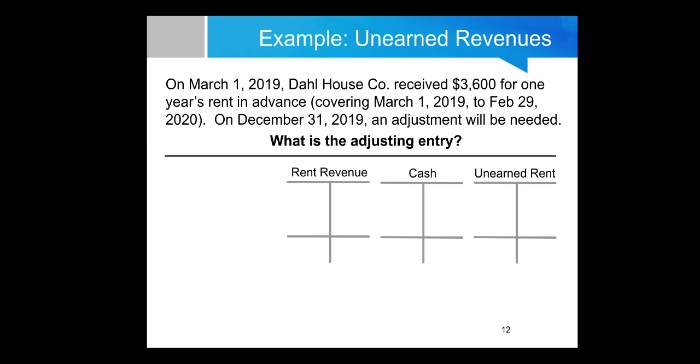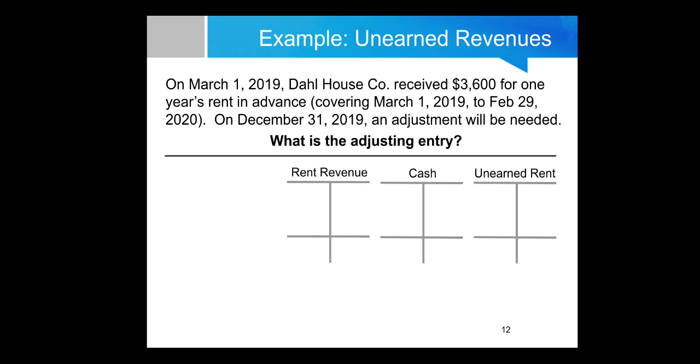So let's see the example for unearned revenue adjusted entries. On March 1st, 2019, a business received $3,600 for 1 year rent in advance, covering March 1st, 2019 to February 29, 2020. The business received cash of $3,600 from somebody. But on that day, the rental service had not been provided yet. After the business received the cash, the business provides the rental service. So that $3,600, we record in an account called unearned revenue. It is a liability. It shows that the business has to provide rental service to this client in the future, after the payment is received.